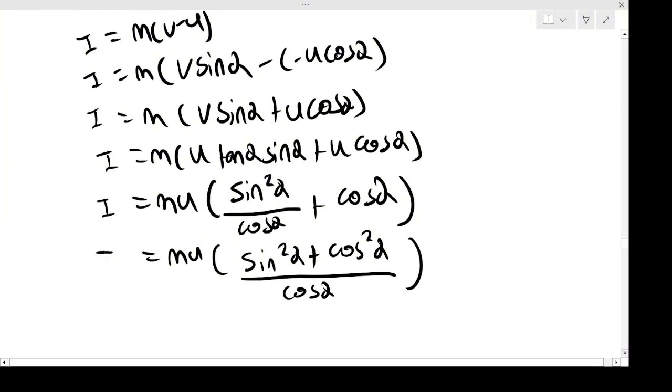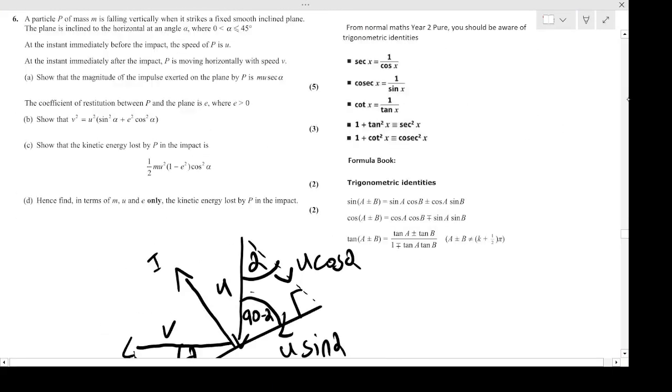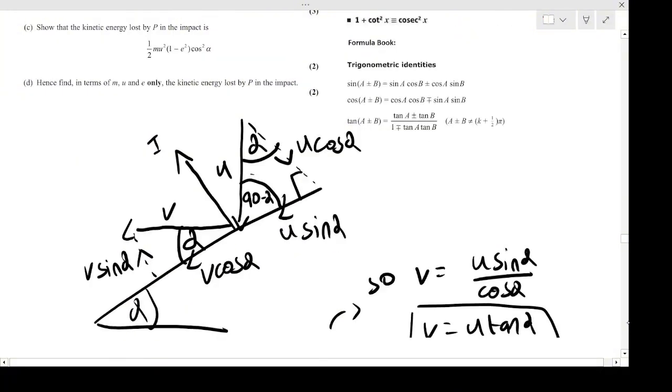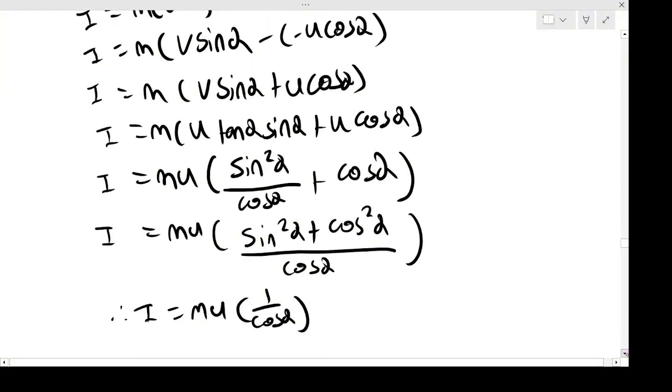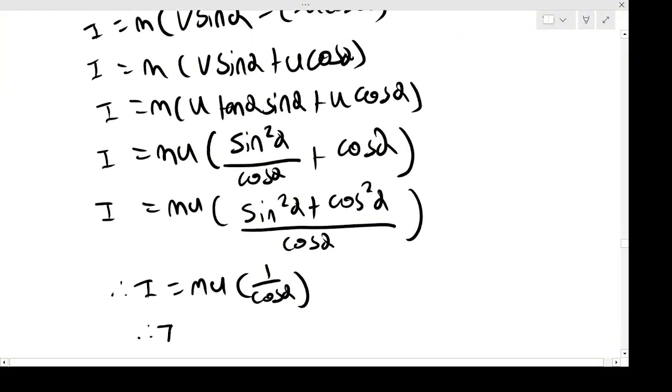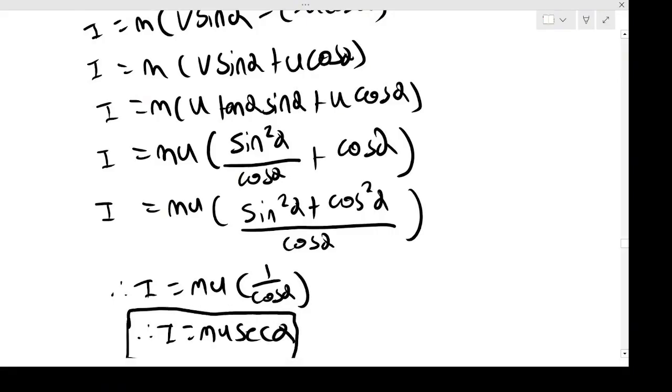What else can we do here? I have a sine squared and a cos squared. What does that equal? It equals 1. So it's going to be mu over 1 over cos alpha. Well, hang on then. Isn't 1 over cos alpha this definition here, sec? So it's going to be mu sec alpha there. Quite a very nasty question that is.